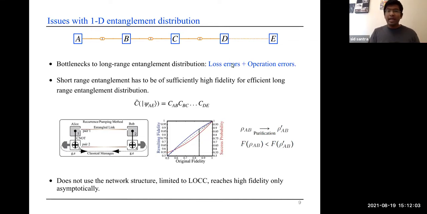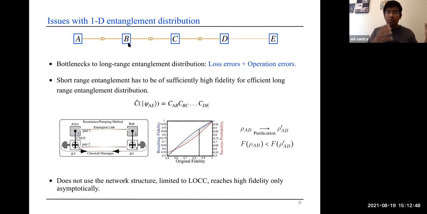One is the loss error, and the repeater philosophy of dividing and conquering the total distance while mitigating the loss error also gives rise to a lot of operation errors. And the reason is that the efficiency of repeaters is based on the fact that the successful entanglement generation over any segment allows you to wait for the unsuccessful segments to generate and be successful in their entanglement generation attempt.